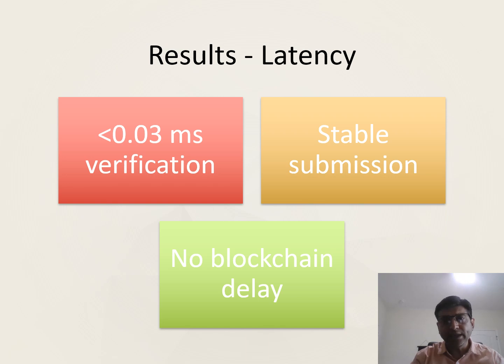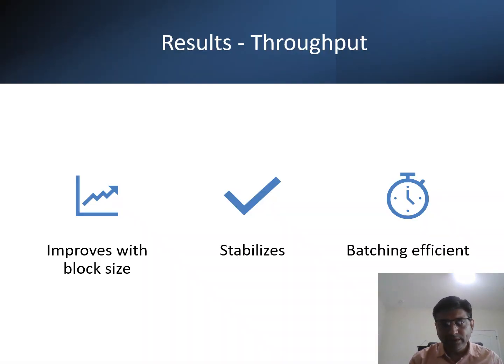The next slide talks mainly about the result, latency. The verification latency is less than 0.03 millisecond, extremely fast. Blockchain does not add delay to decision making, showing that strong security can still be highly responsive. Coming to the results, throughput. Throughput improves with larger block sizes. The system stabilizes at higher load, showing scalability. Batching reduces per-transaction overhead.